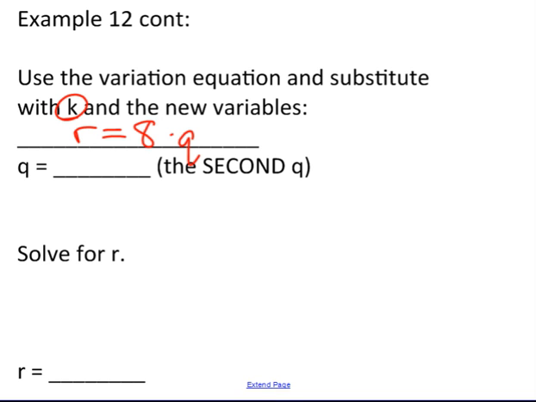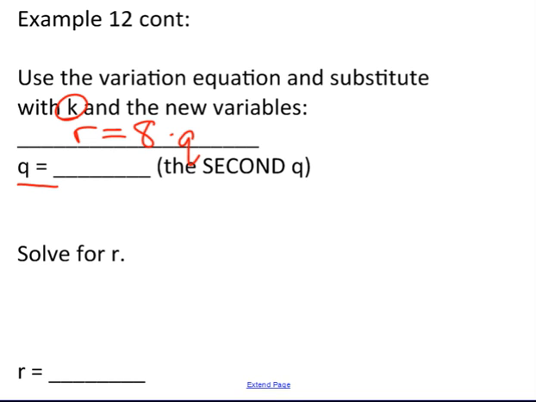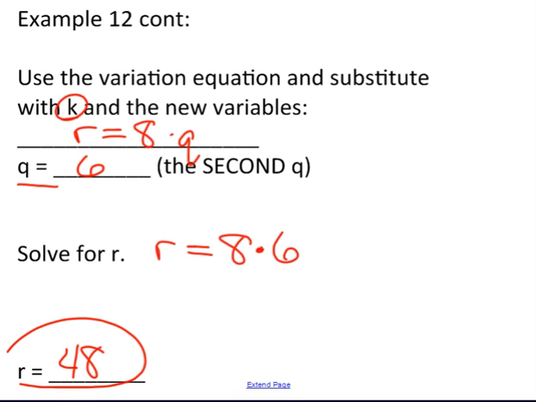Now we're going to take the second q value. The second q value after the word find is 6. So now I have q is equal to 6. R is equal to 8 times 6. 8 times 6 is 48. And there's your answer. Many steps, but each step is easy.